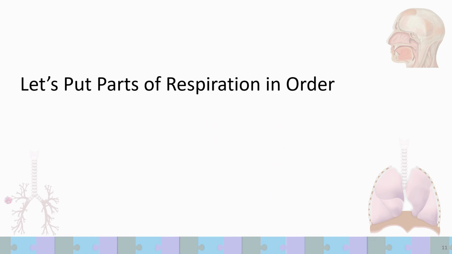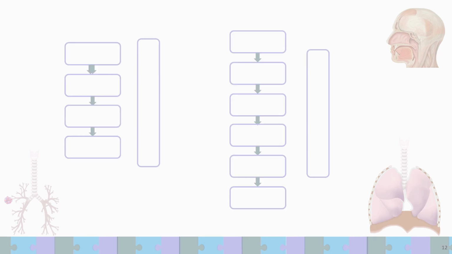All right, let's put the parts of respiration in order. So we've talked about all of the pieces. We've started with the nose, we got all the way down to the alveoli, but let's put them in order together. Okay, so first up officially, airflow starts through our nose. I realize some of us do breathe through the mouth, but we should be starting our respiration through the nose.